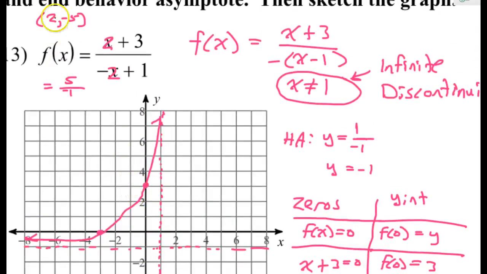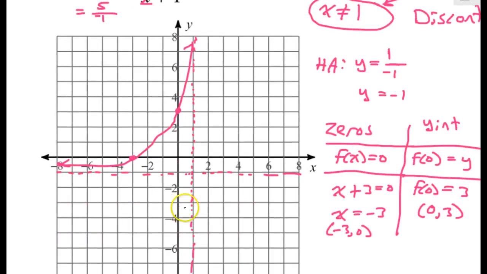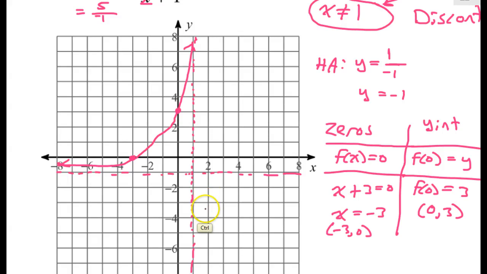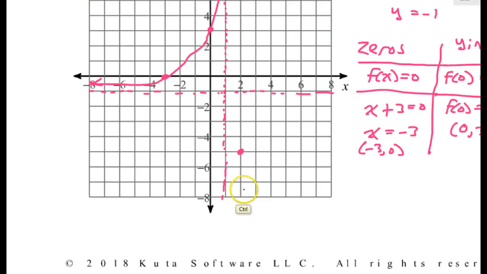There's nothing special about it. I needed to see what's going on this side of the graph. So I just picked 2 because it's the first number I saw. So 2 comma negative 5 is on the graph. So I've got this point right here. And that's enough. We're just doing a rough sketch, so I know that I'm going to have a branch over here passing through that point and approaching the asymptotes.